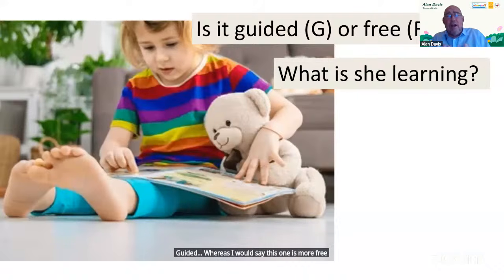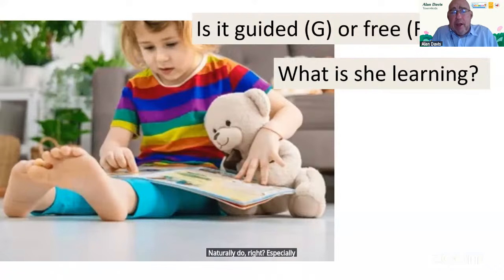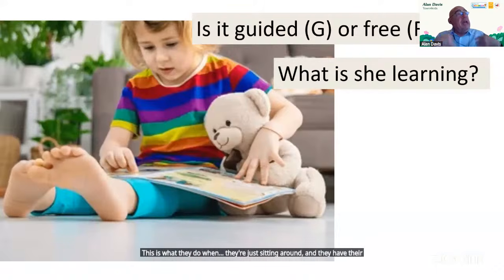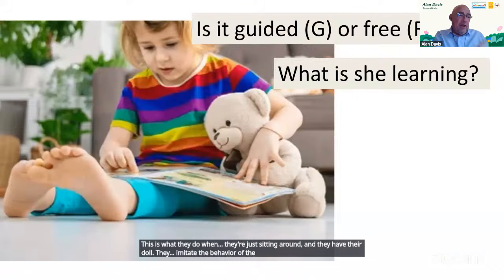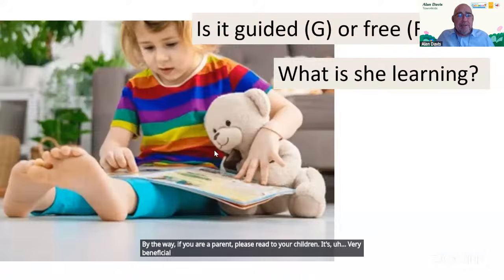This is what a child will naturally do, right? Especially a child whose parents read to them. This is what they do when they're just sitting around and they have their doll. They imitate the behavior of the adult and read to their doll. She may not even be reading. She remembers the story and she's kind of pretending that she's reading to the doll. By the way, if you are a parent, please read to your children. It's very beneficial in more ways than I can go into.